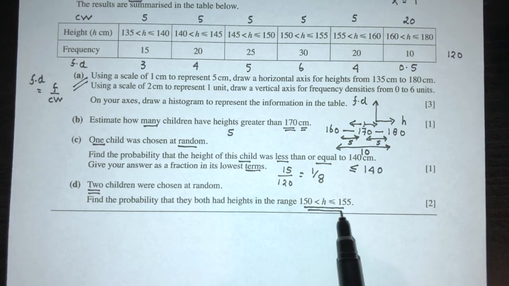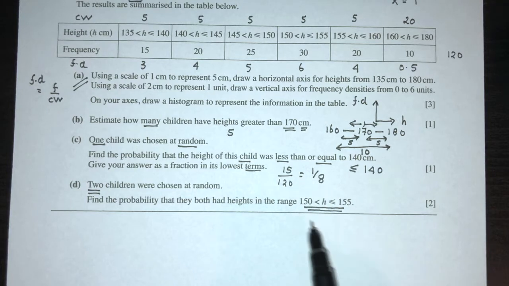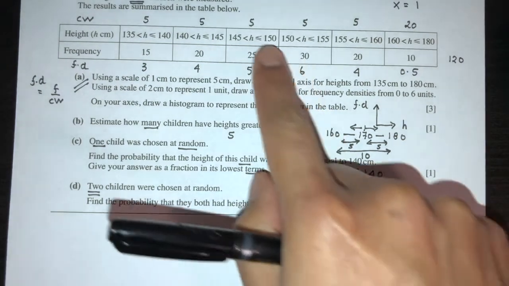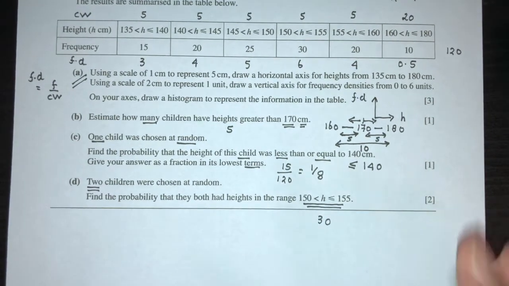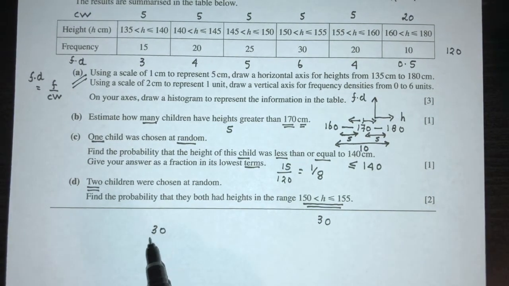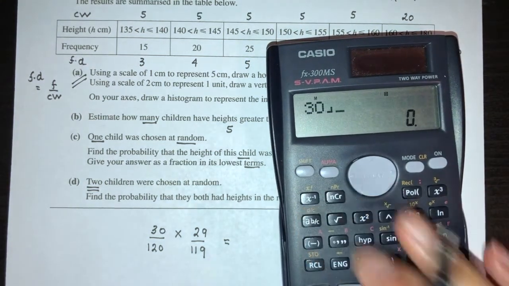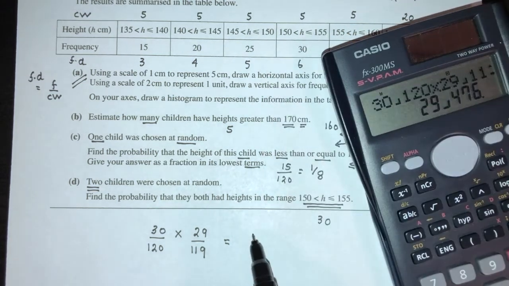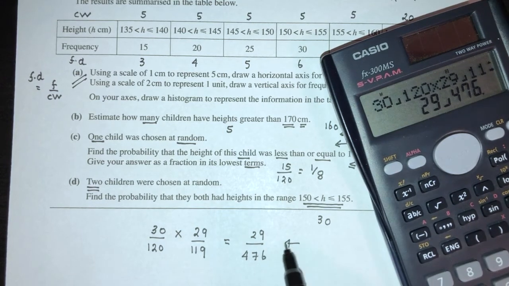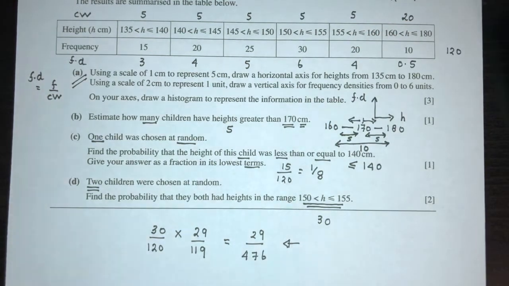So let's go in the group to see how many people have heights in the range of this. So 150 to 155, it is 30 people. Okay, so now we choose 2 people. For the first one, it will be 30 over 120. And for the second one it will be 29 over 119 because it is without replacement. Okay, so 30 over 120 times 29 over 119. That should be 29 over 476 for your answer. Okay, and this is your question number 4.